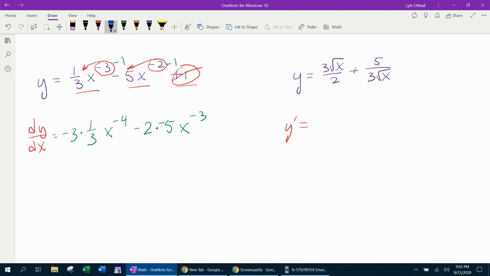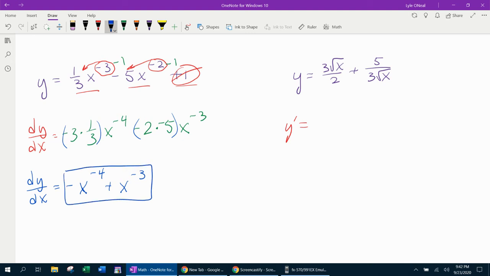And then the last thing we need to do here to find the first derivative is we need to clean this up a bit, okay? So doing the multiplication, -3 times a third is -1, x to the -4. And again, there the 1 is understood. I don't have to write the 1. And negative times a negative makes a positive, x to the -3. And that's done. All right, let's try the other one.